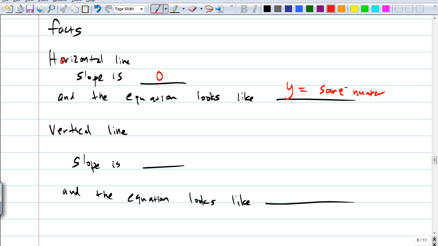Then what about the vertical line? Slope is what? Undefined, which means the same as no slope, right? Does that make sense, guys? Please note the difference. And what does the equation look like? X equals some number. Does that make sense? Do you guys understand what's going on here? Yes? Any questions? Okay, good. All right.